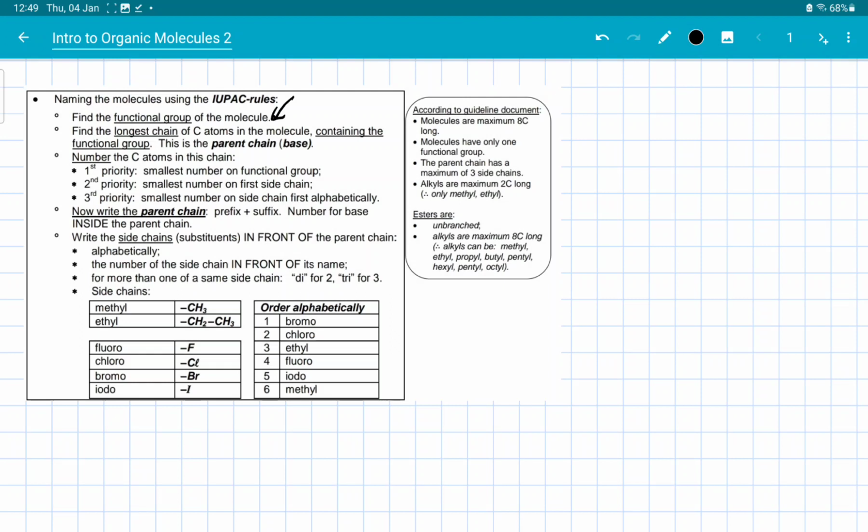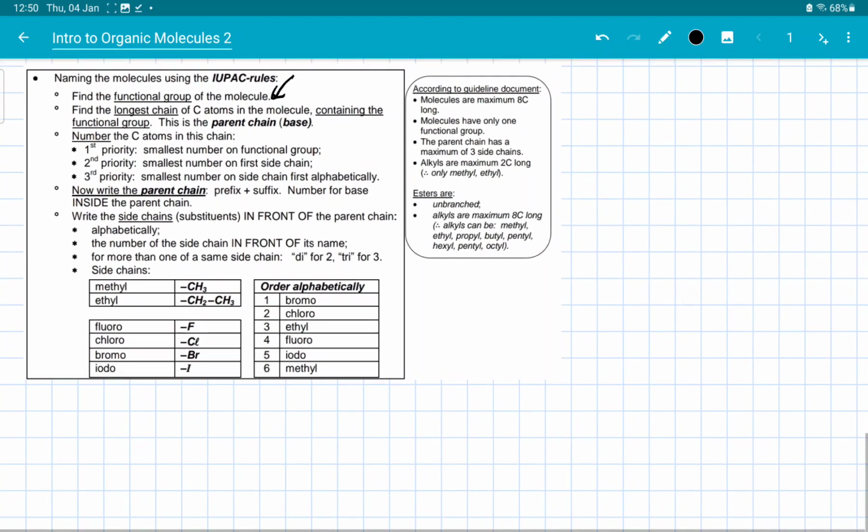Or find the type of bond: a single bond between carbon atoms, or a double bond between carbon atoms, or a triple bond between carbon atoms. And then now the parent chain. Number the C atoms in this chain. You prioritize the functional group when numbering. If the functional group is on the leftmost side, you start from the left. If it's on the rightmost side, you start from the right. Let me just give you an example.